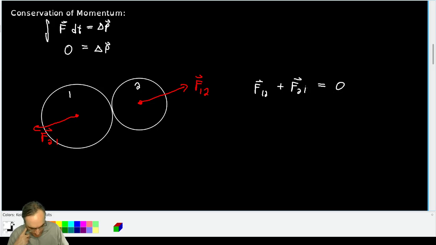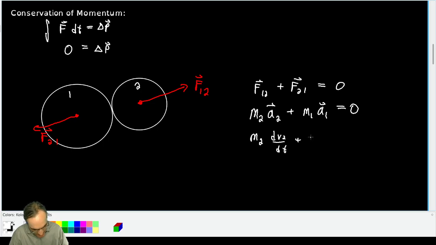All right. Now, in each one of these cases, we've got a mass 1 times acceleration 1, which would be equal to the force on 2 due to 1. So that would be an M2A2, and then we'd have an M1A1, and equals 0. All right, we can divide this up. We'd have M2 dV2/dt plus M1 dV1/dt equals 0.